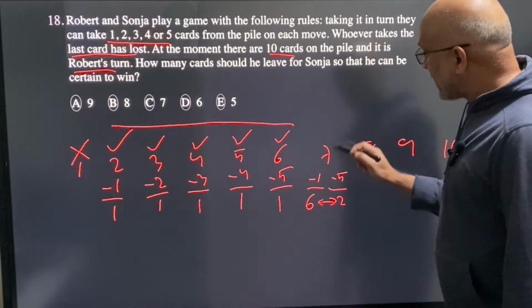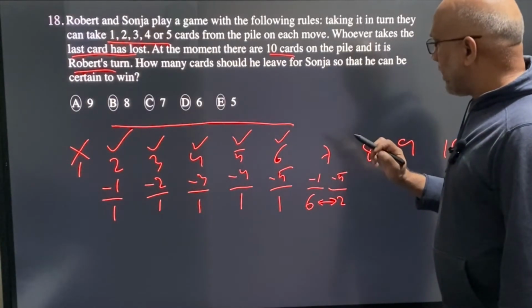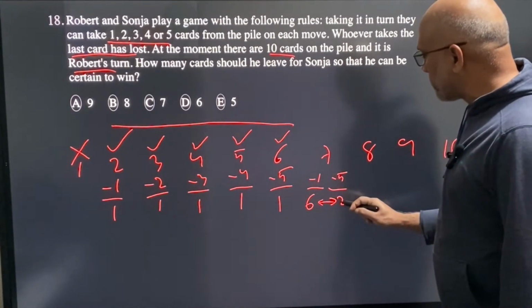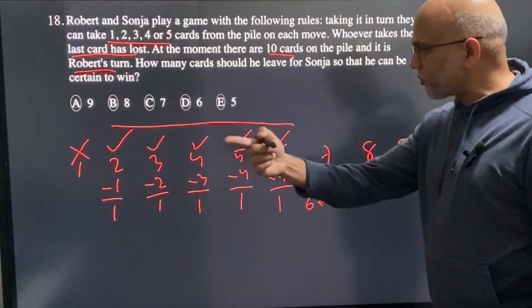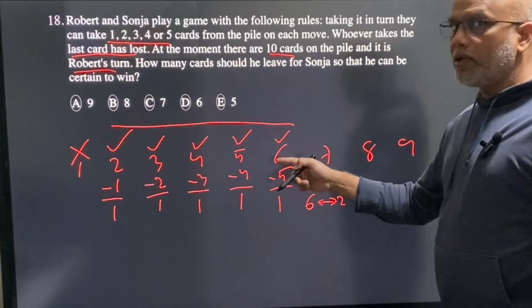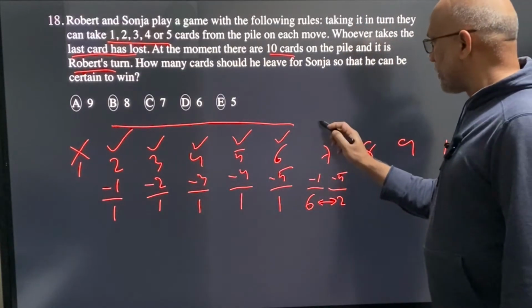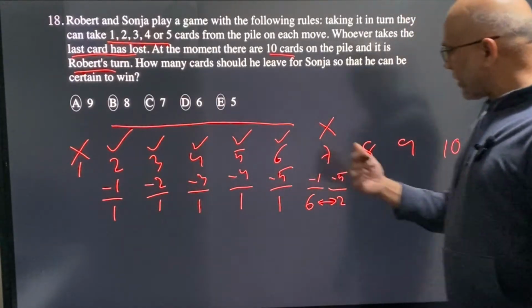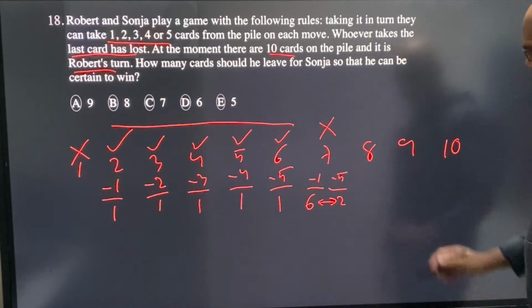So if there are 7 cards on the pile, no matter how many cards I take, there will be anywhere from 2 to 6 cards remaining on the pile for the other person, and they are certain to win. So I'm certain to lose, right? So this is not a winning number for me. Actually, we already have the answer, but let's also check the other numbers.